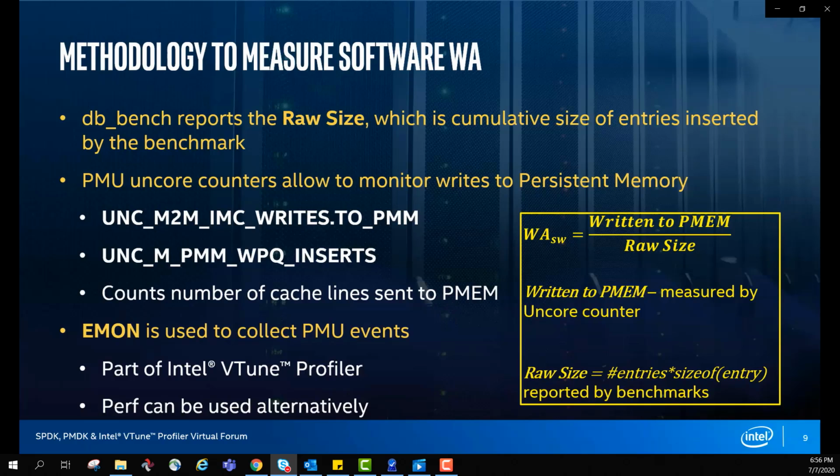In our experiments, we selected three write-intensive benchmarks: fill sequential, fill random, and overwrite. Fill sequential just inserts new entries into an empty database in sequential order. Fill random does almost the same, but inserts new entries in random order into an empty storage. And overwrite works with pre-filled storage, and randomly rewrites existing entries in a database.